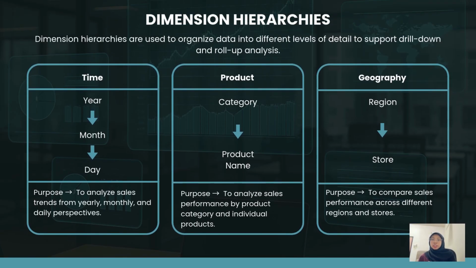Next is dimension hierarchies, which are used to organize data into different levels of detail. For example, the time hierarchy will allow users to drill down from yearly sales to monthly and daily sales. And then for the product hierarchy, it enables analysis from product categories to individual products, while the geography hierarchy allows the comparison of sales performance across different regions and individual stores.